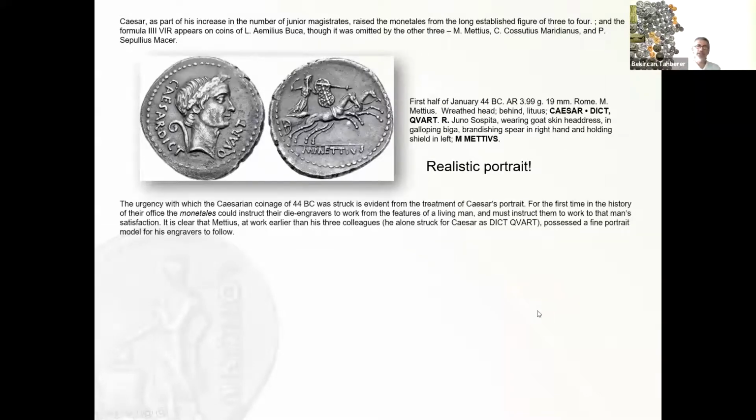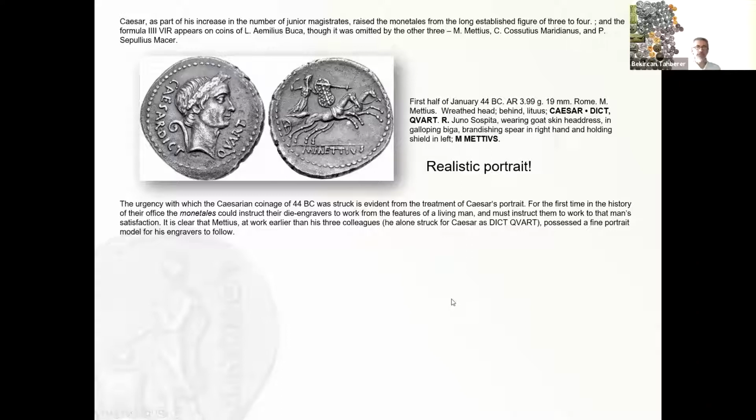So Caesar, as part of his increase in the number of junior magistrates, raised the monetales from the long-established figure of 3 to 4. So during his time, he simply appointed 4 monetales to strike coins. You can imagine the activity or density of activity at the Roman mint. And here we have a very, very realistic portrait.